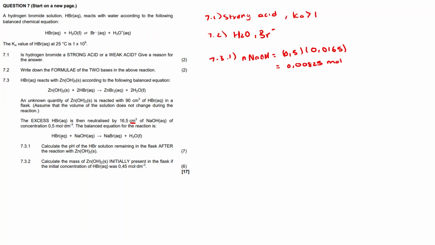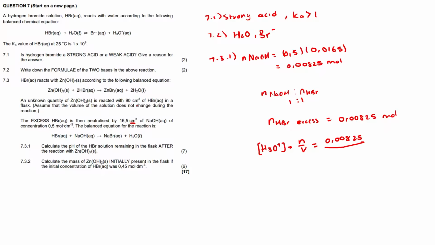If we plug that into the calculator, we'll get 0.00825 moles. Then, looking at our formula, we know that hydrogen bromide and sodium hydroxide are at a 1-to-1 ratio. So we can conclude that the moles of HBr, which is essentially the excess, is equal to 0.00825 moles. We can then find the concentration of the HBr, and since it's a strong acid, it gives hydronium ions. So the concentration of the hydronium ions would be n over V, which is our n value over the volume, which they say is 90 centimeters cubed. If we convert to decimeters, we get 0.09. And if we plug all of that into the calculator, we should get 0.092 moles per decimeter cubed.